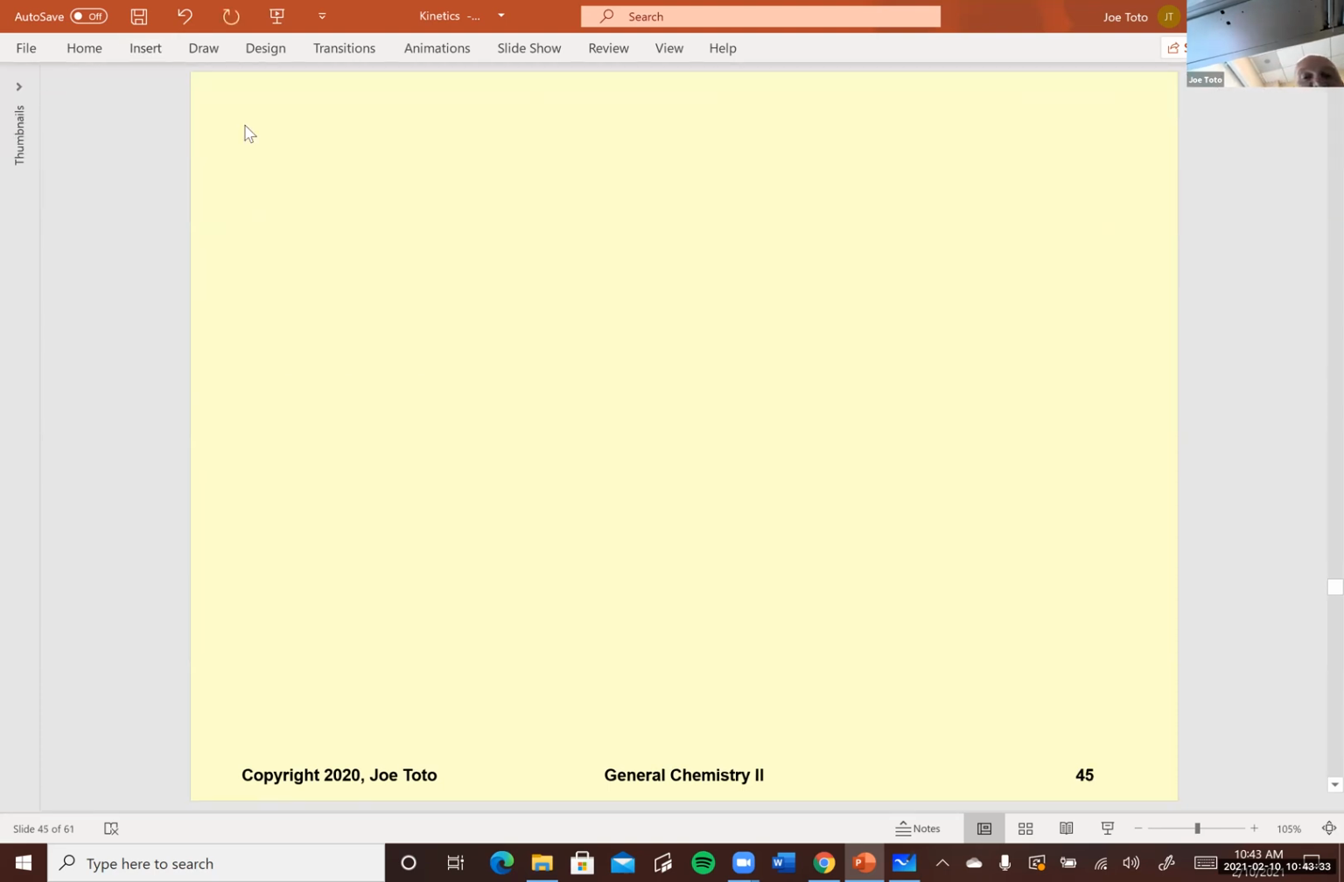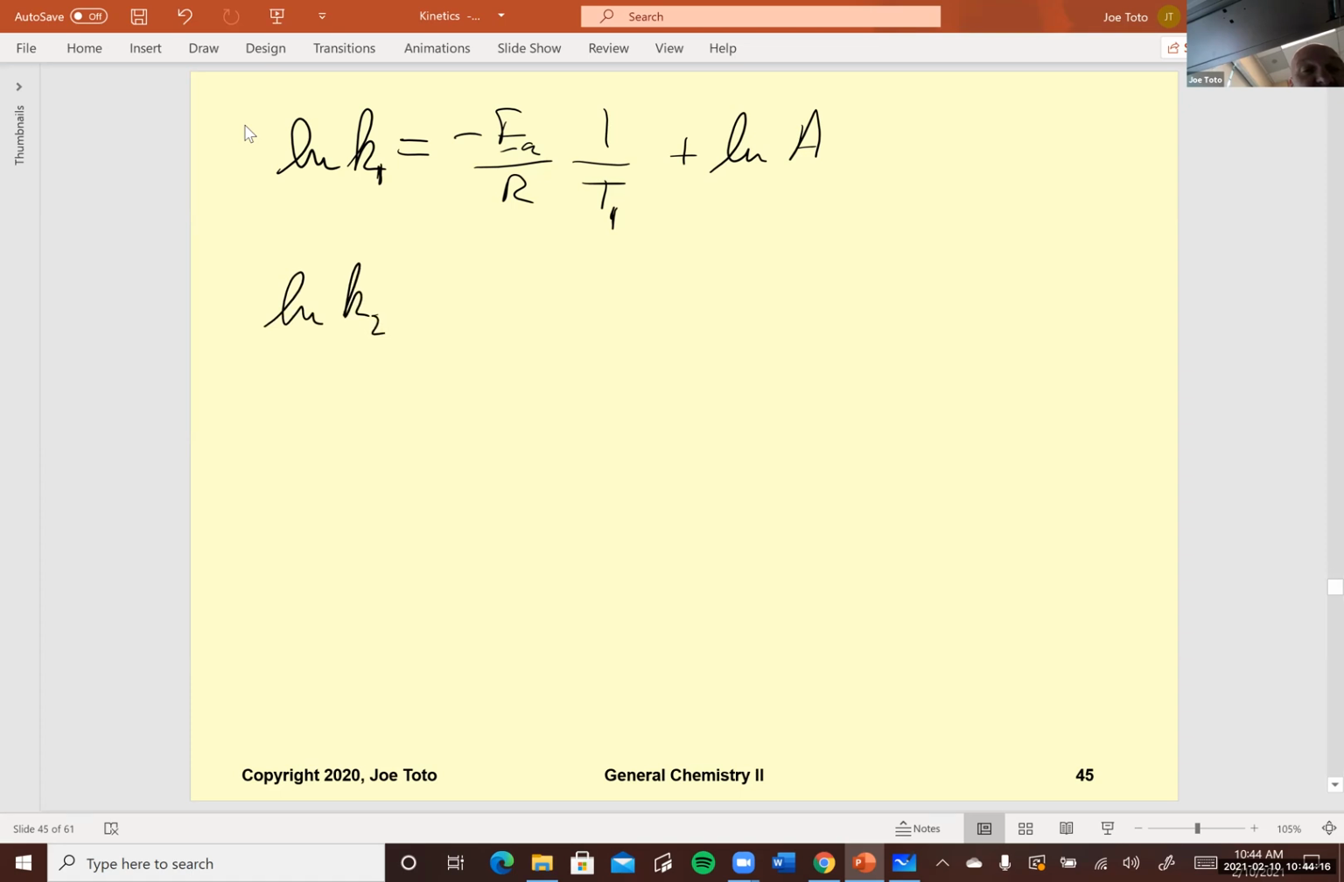So the Arrhenius equation, at least that one form that we just looked at, says that ln k equals minus EA over R times 1 over T plus ln A. And let's say I have that for some temperature. I'll call that T1. So as soon as I give you the independent variable, that locks in the dependent variable as k1. And then I can do this again for a different temperature, k2.